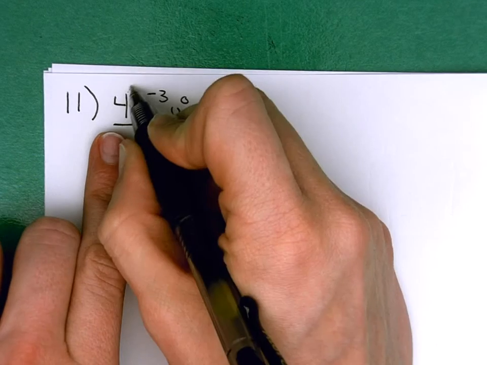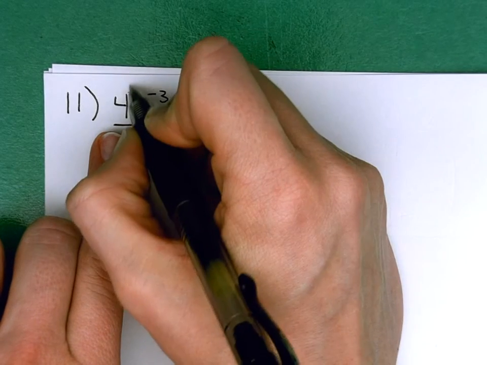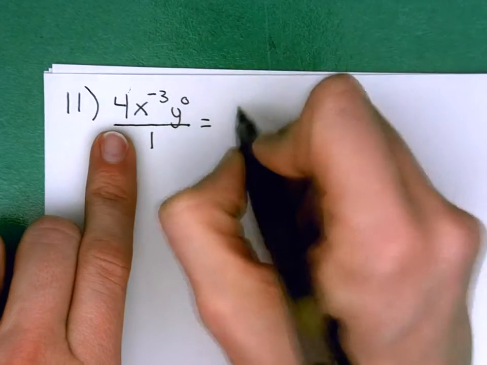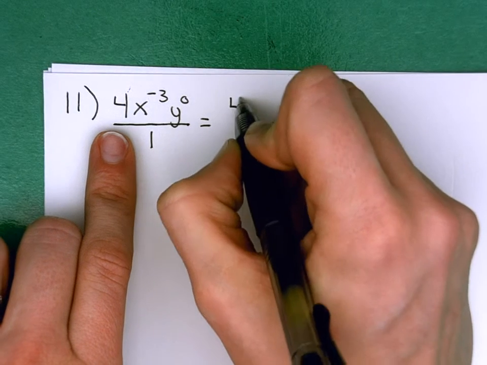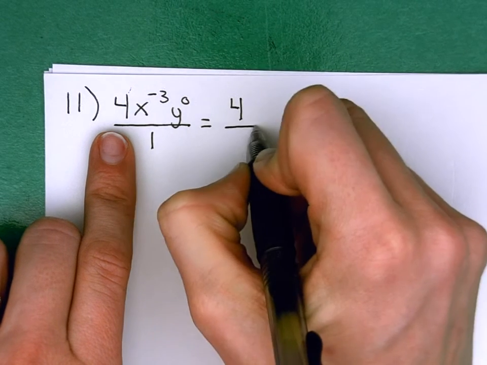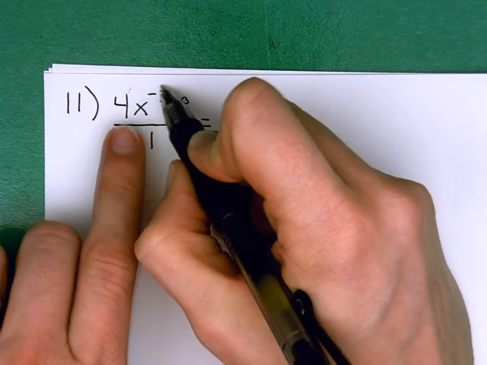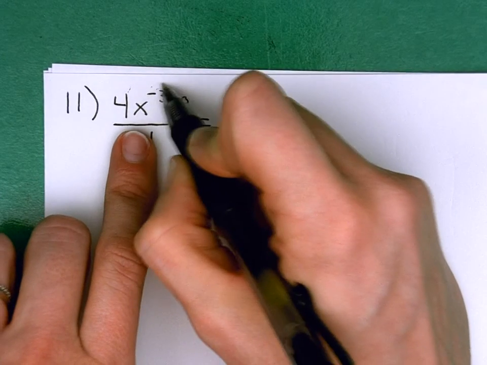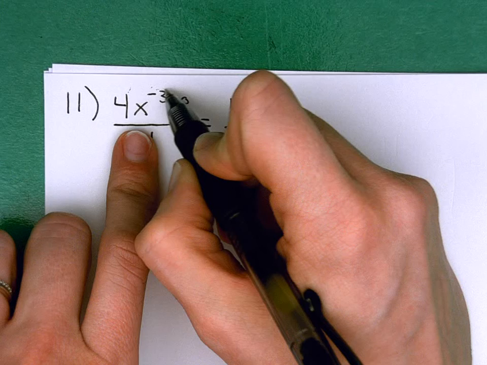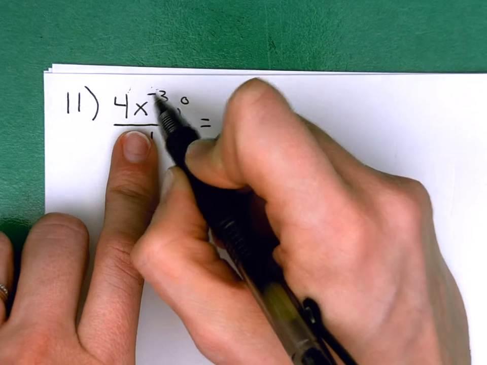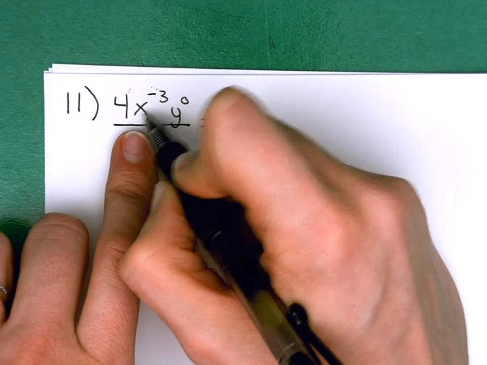So this 4, it has a positive exponent, a positive 1. Again, we just don't typically write it. And so I'm good to leave that 4 in the numerator of my ratio. This x, however, it has a negative exponent, and that's an issue because I don't want negative exponents. And I can resolve that by changing the location of that variable.